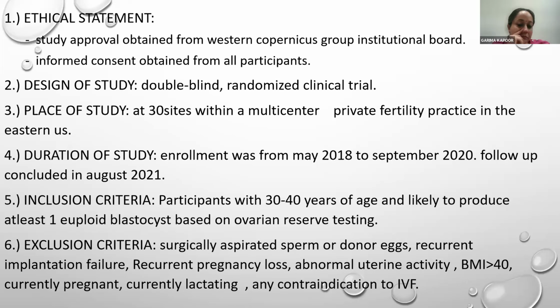The inclusion criteria were that the participants were in the age group of 30 to 40 years, and they were likely to produce at least one euploid blastocyst based on their ovarian reserve testing. The inclusion criteria also covered participants in whom the sperm was surgically aspirated or donor eggs were used. Exclusion criteria were recurrent implantation failure, recurrent pregnancy losses, any abnormal uterine anatomy, BMI more than 40, current pregnancy or lactation, or any contraindication to IVF.